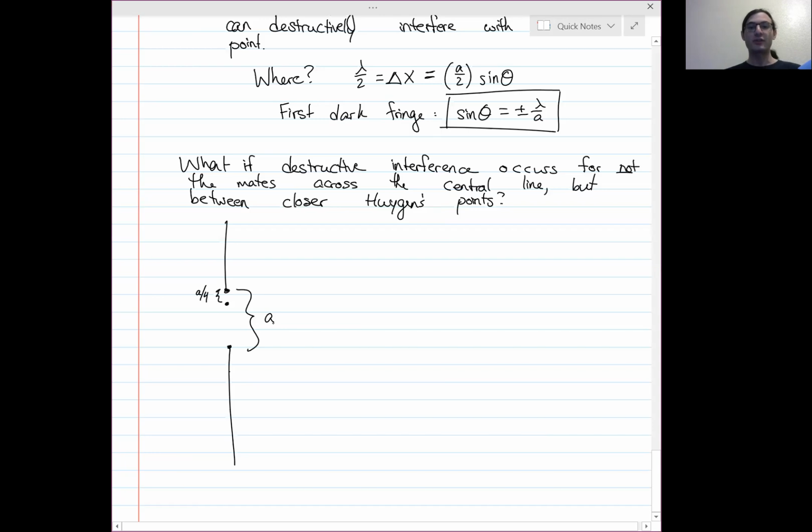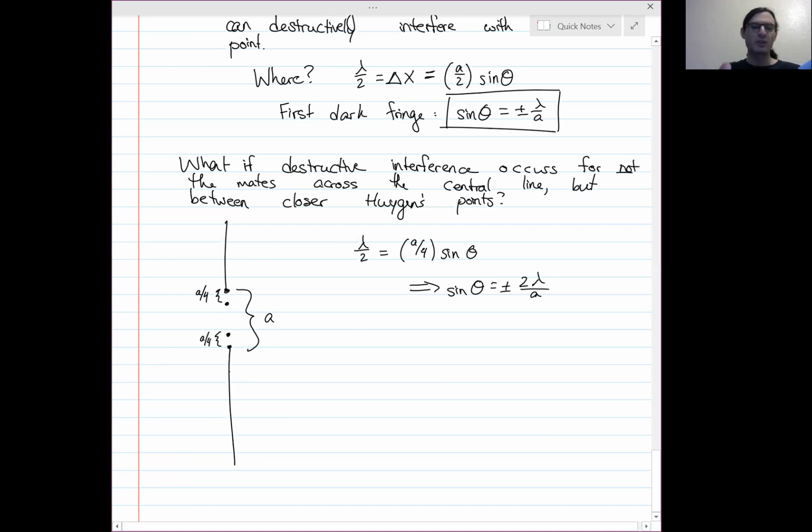You have to be able to take some multiple of 2 of those things and get the total width. So if this distance is A over 4, and say this distance is A over 4, and then you'd have another point here that's another A over 4 distance. Basically, we're just going down A over 4 however many times. We would find that in order to get destructive interference, we would need lambda over 2 is equal to A over 4 times sine of theta, which would imply that sine of theta is equal to plus or minus 2 lambda over A.